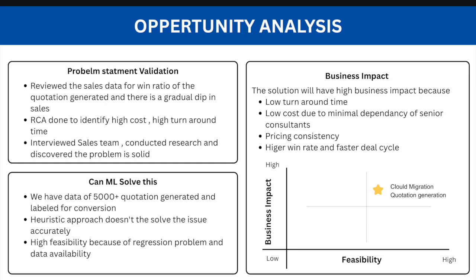We identified that if we create this solution, it will have a low turnaround time and low cost in generating the quotations, because it will reduce the dependency on the senior consultants. There will be pricing consistency. So in terms of business impact, it falls under high business impact. In terms of feasibility, as we have data available, we assumed it will have a high feasibility rate, so it falls into the must-do phase for our opportunity.